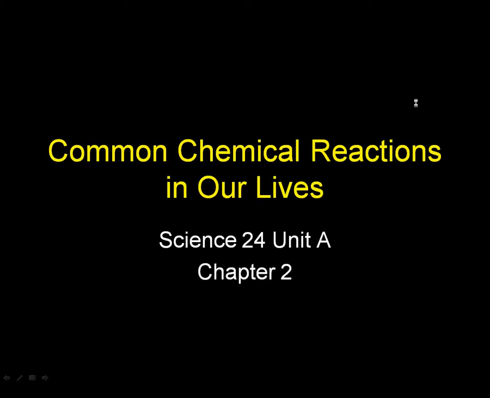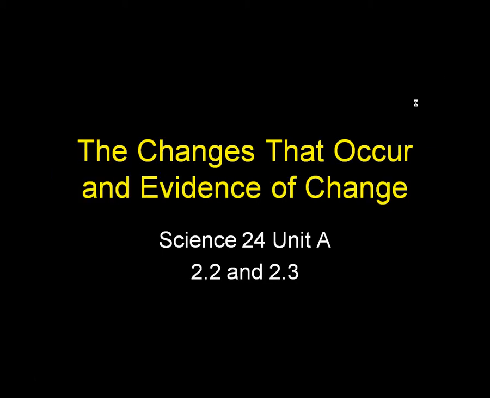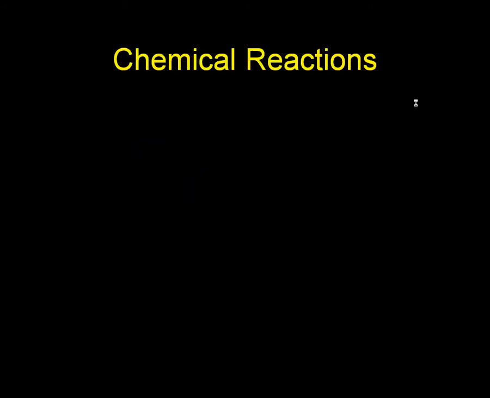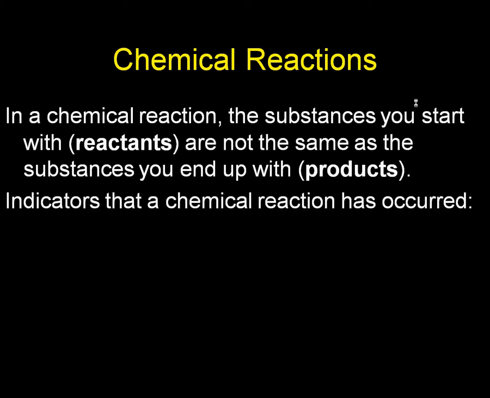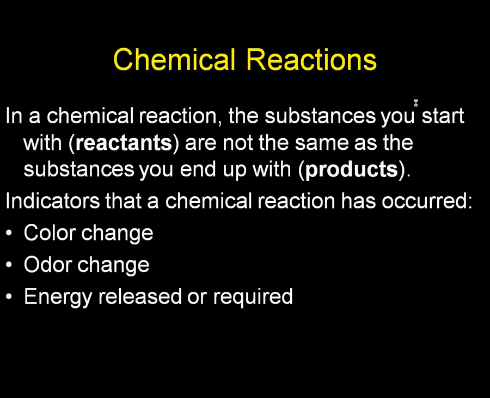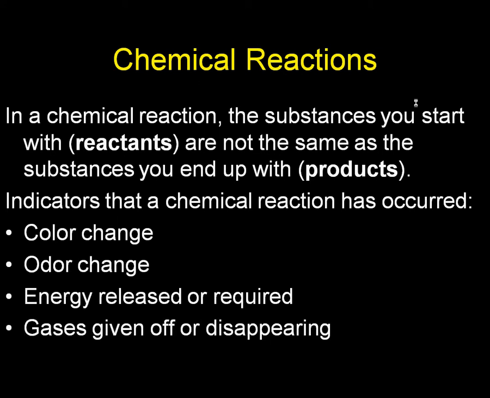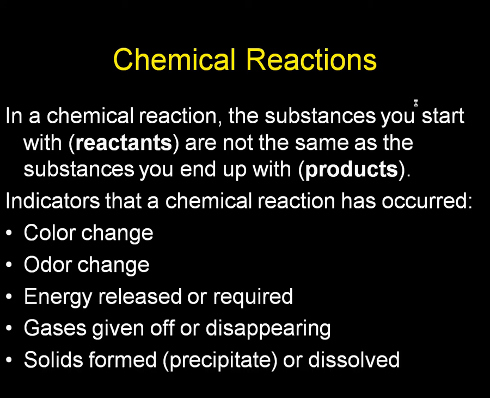Science 24, Unit A, Chapter 2, Sections 2.2 and 2.3, Changes that occur and evidence of change. In a chemical reaction, the substances you start with, also known as the reactants, are not the same as the substances that you end up with, called the products. Indicators that a chemical reaction has occurred include color change, odor change, or an energy released or required, gases given off or disappearing, and/or solids formed, that is precipitate, or solids dissolved.